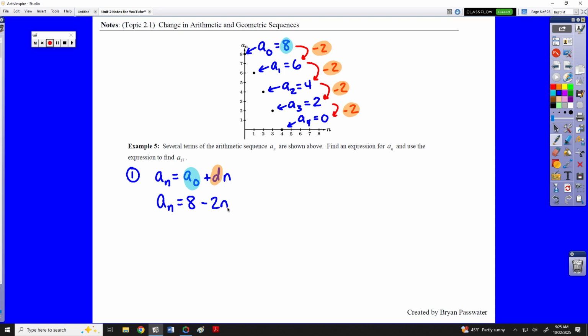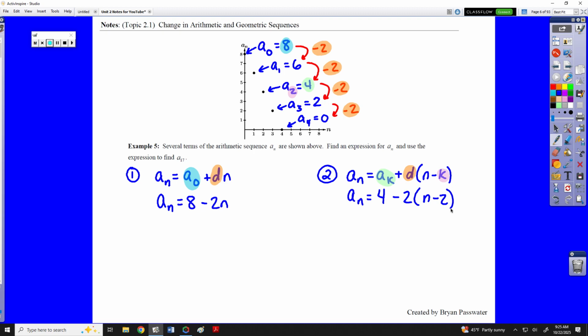That would work. The other way we could do it is we could use any of those terms as the kth term. It does not matter which one, so let's say we use the second one. We would plug that 4 in for a sub k, and then the term number 2 would go in for k. We would still plug -2 in for that common difference. So another option would be to have 4 minus 2 times n minus 2.